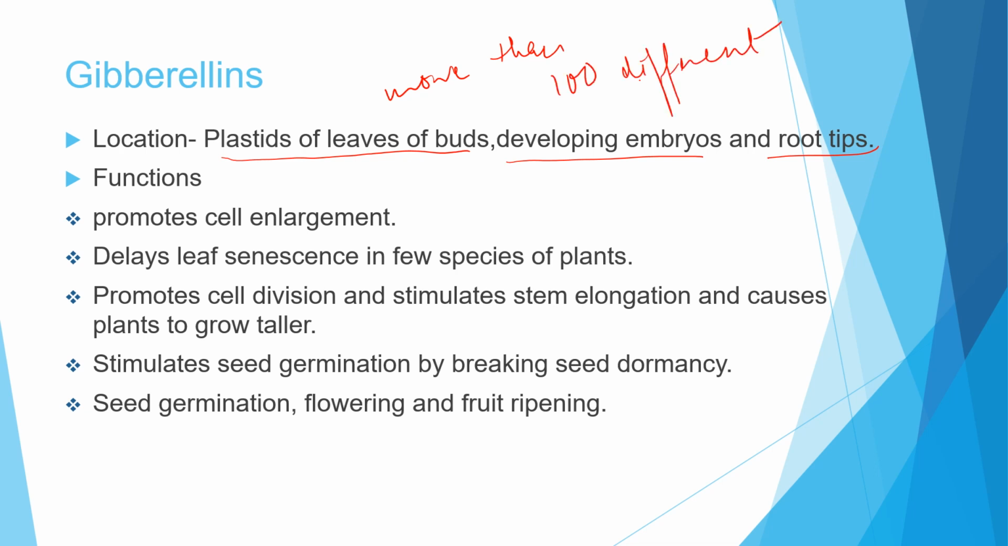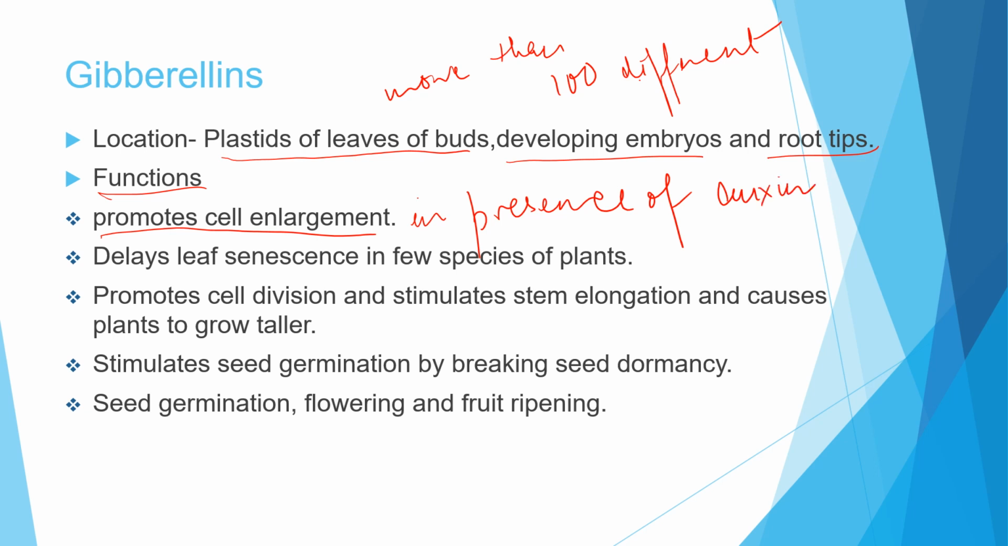So more than 100 different gibberellins are found. Their location is mainly developing embryos, root tips and so on. Let us quickly see what their functions are. As they are growth promoters, they will promote cell enlargement. The first one is that they promote the cell enlargement, or the growing of the cell, in the presence of auxin. It is very much essential that gibberellins work in the presence of auxin also. In the presence of auxin, they help in the cell enlargement.